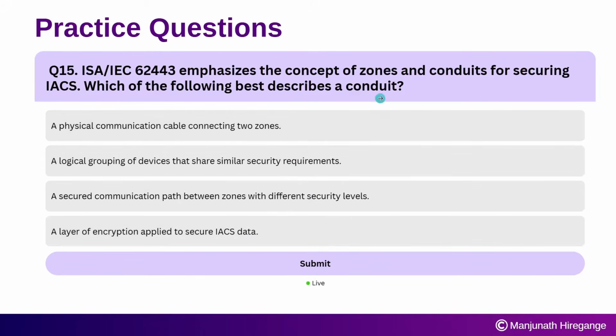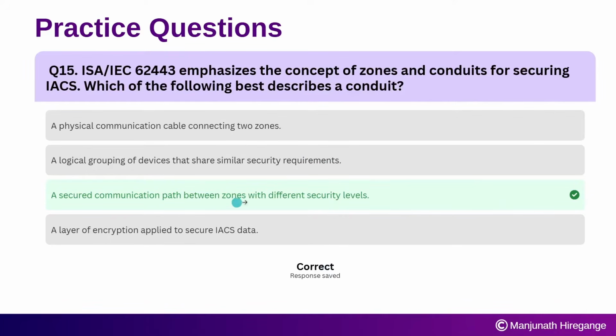So, we are talking about conduit. Zone means it's a logical grouping of IACS assets that share similar security requirements. But conduit, whereas, it's a communication path that manages and protects the flow of data between these zones. So the right answer is a secured communication path between zones with different security levels.